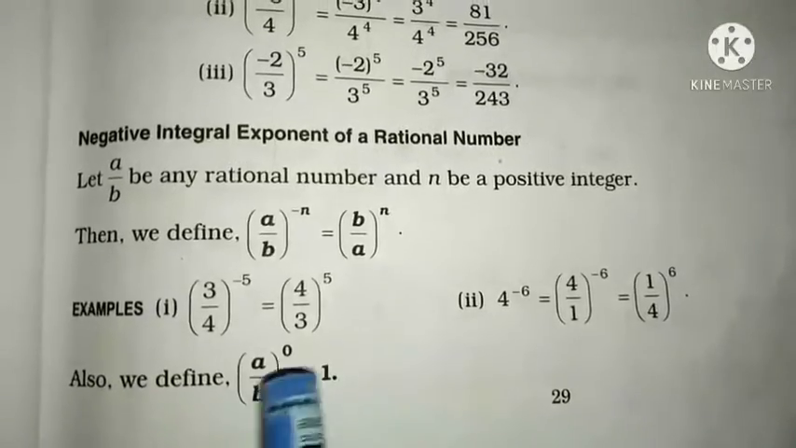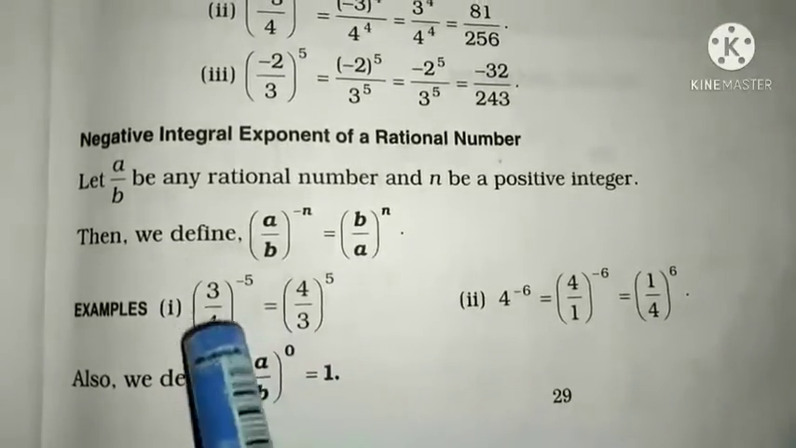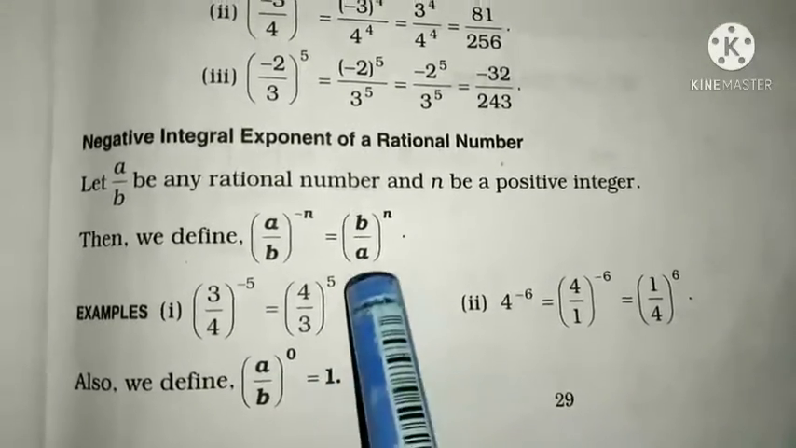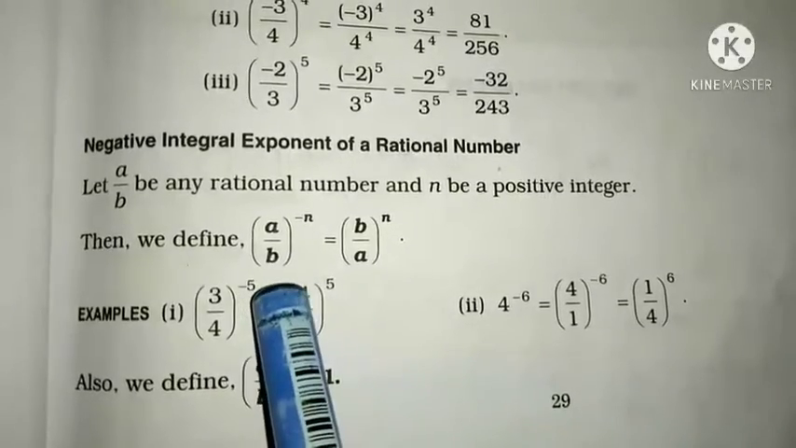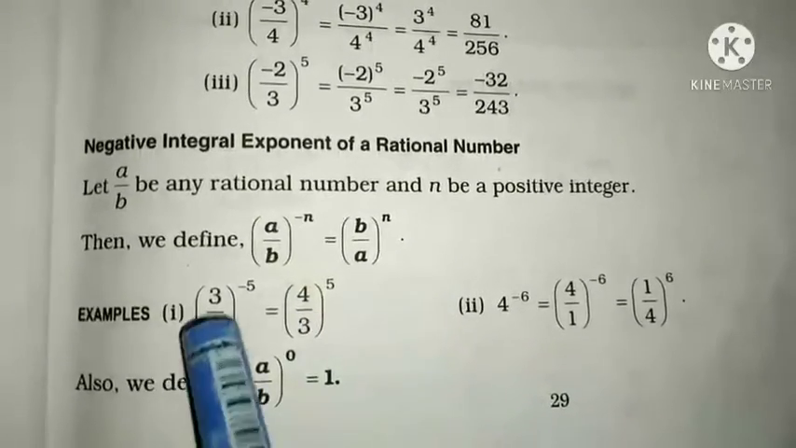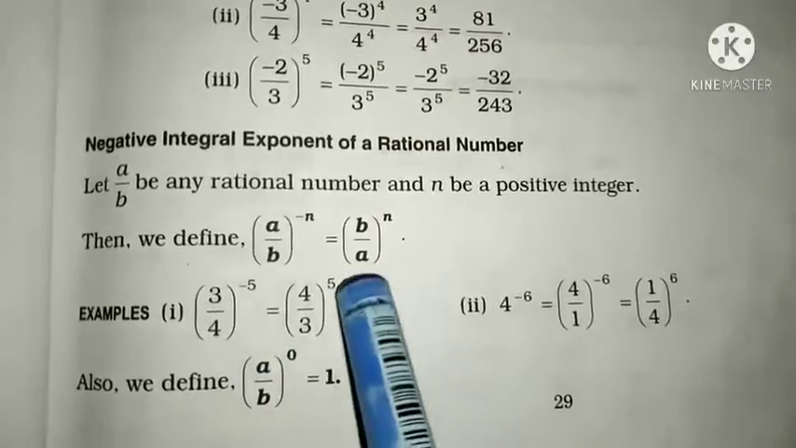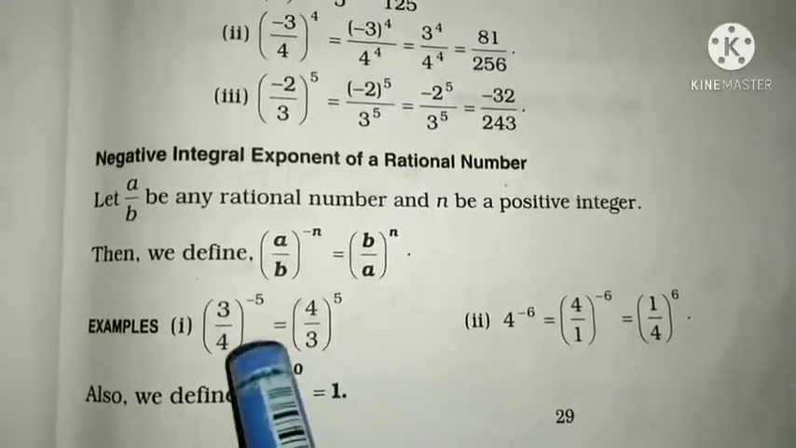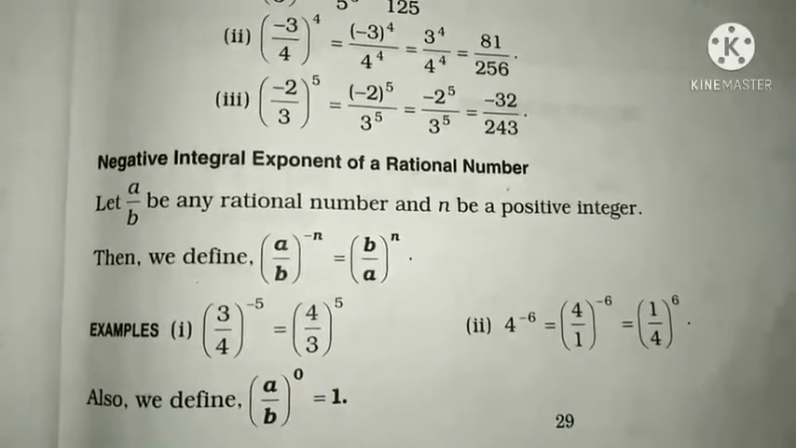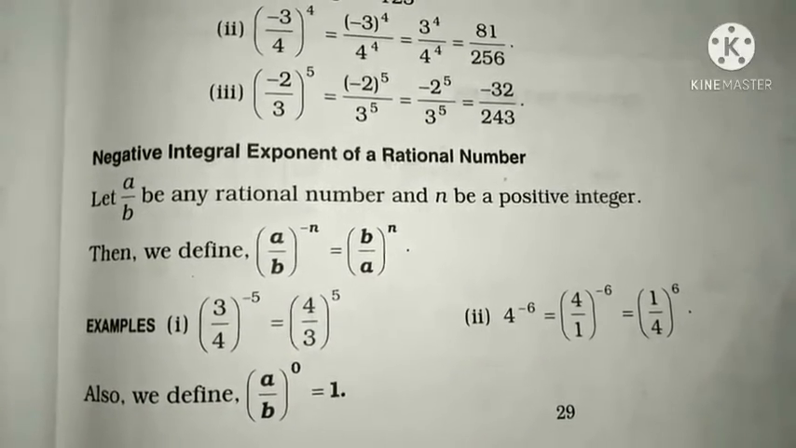So just consider an example. This 3 by 4 to the power minus 5 can be written with the negative power converted into a positive power by making the rational number reciprocal. So the reciprocal of 3 by 4 is 4 by 3. Okay. So this is how we convert a negative power into a positive power, just by taking the reciprocal of the rational number.